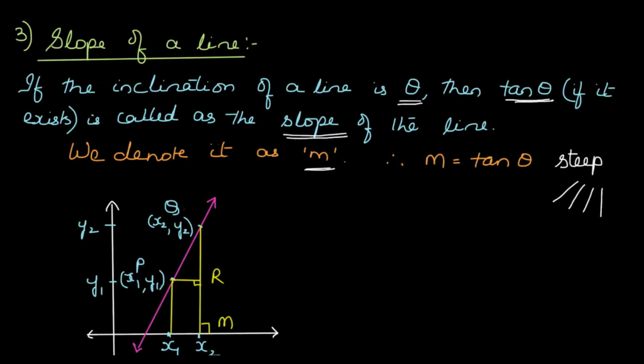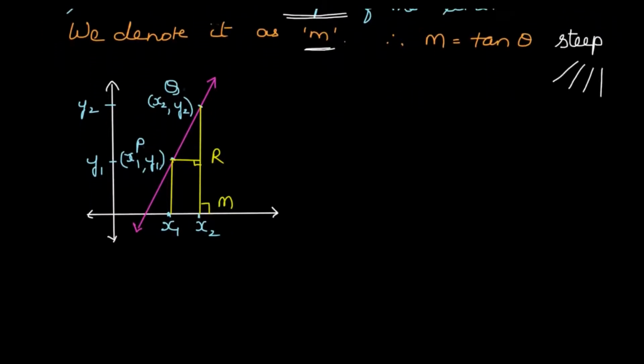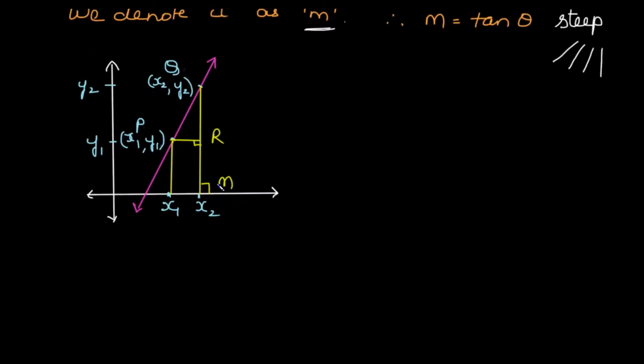Now, what about the conditions where we do not know theta? There are certain sums where we do not know what theta is. So, how do you find the slope then? In that case, I am going to teach you one more formula for the slope of a line. Now, consider this particular figure. Suppose P has the coordinates x1, y1 and Q has the coordinates x2, y2, and these two are points on a line. Say this line is line L.